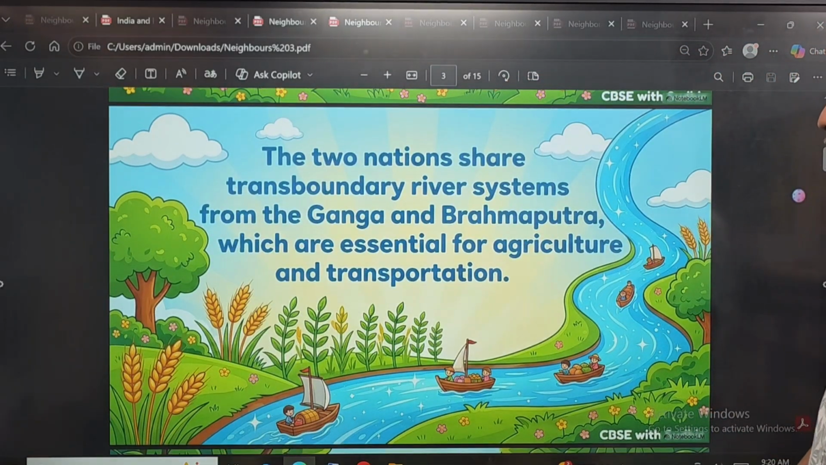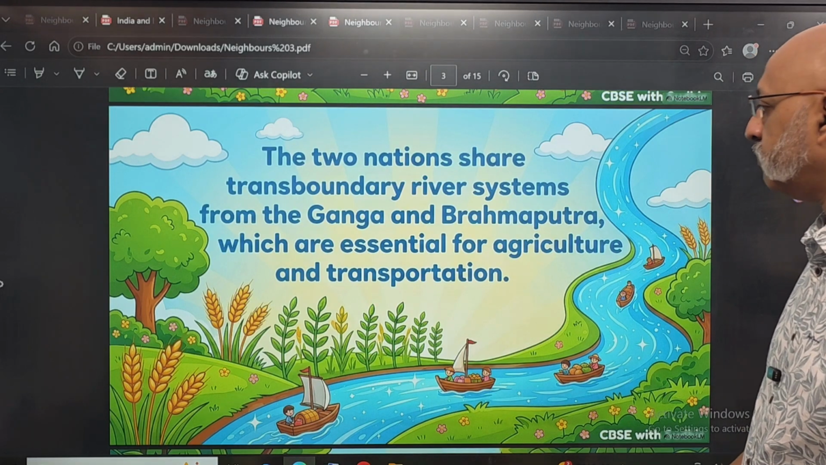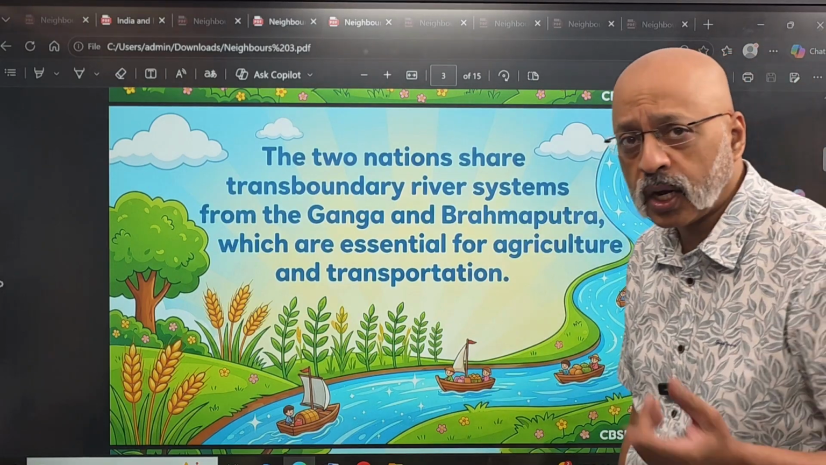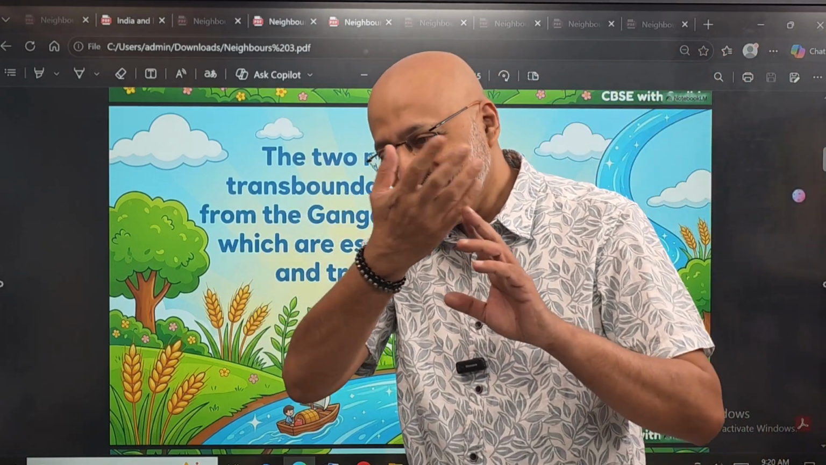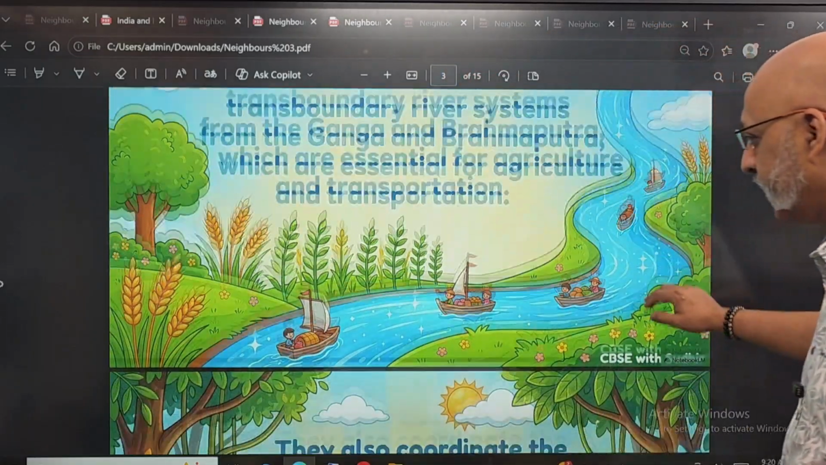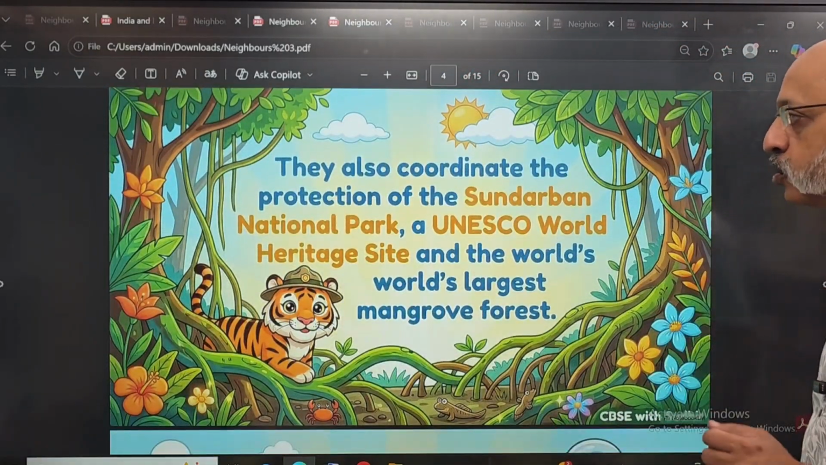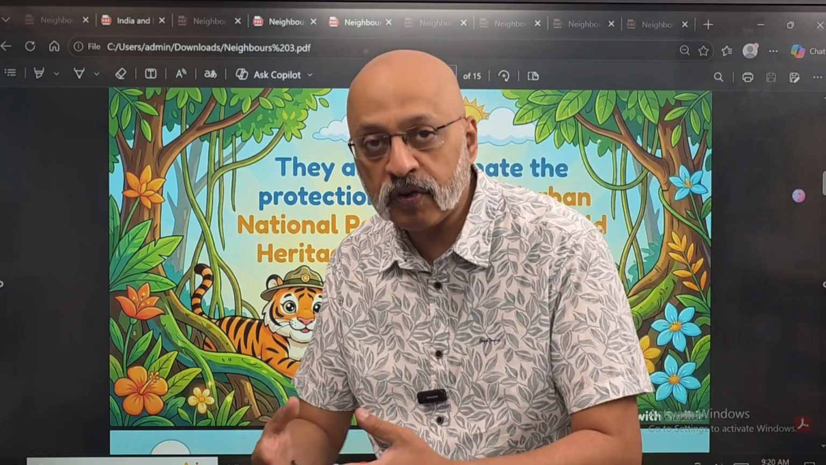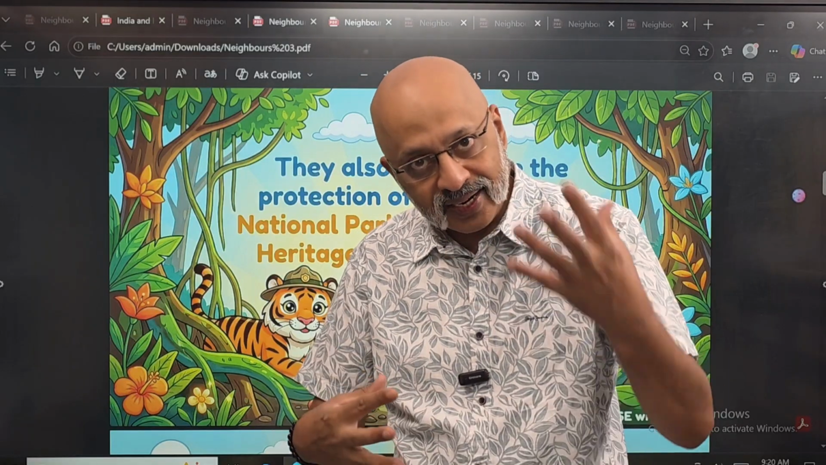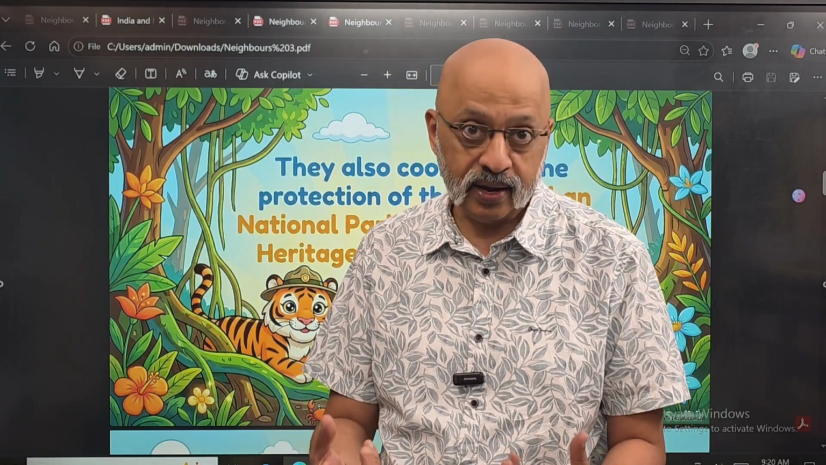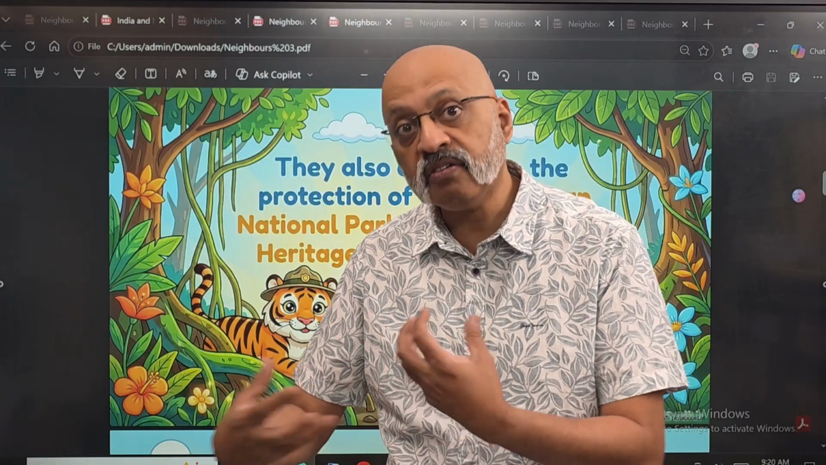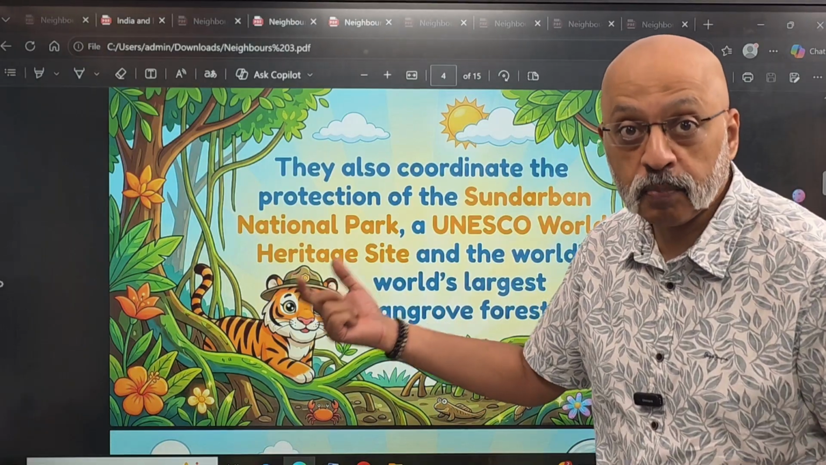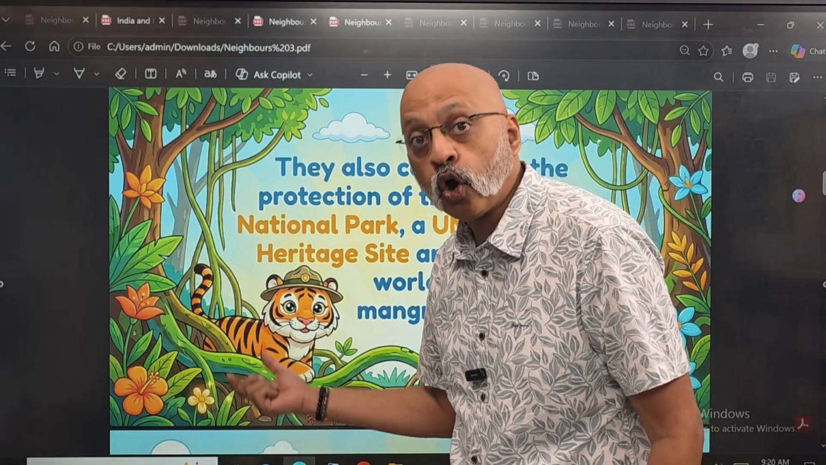The two nations share transboundary river systems, the Ganga and the Brahmaputra, which are essential for agriculture and transportation. So Ganga and Brahmaputra are two rivers which flow through India and Bangladesh. Then they also coordinate the protection of the Sundarban National Park, a UNESCO World Heritage Site. It is a mangrove area, protected by UNESCO, and it is there both in Bangladesh as well as in India, in Bengal. Both countries are involved in its protection and preservation, because that's where you have the Royal Bengal tiger.